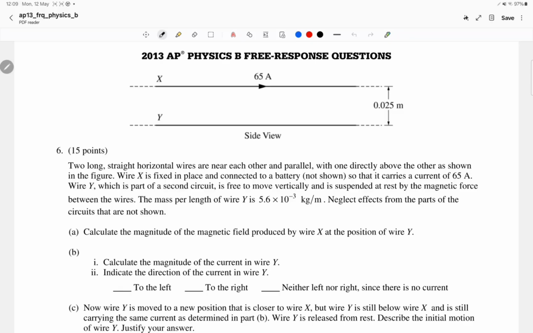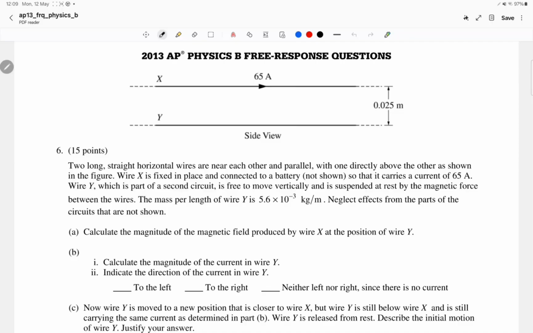Wire X has current in it, which is 65 amperes, as shown in the figure, and wire Y, which is connected to another circuit, is free to move vertically and is suspended at rest by the magnetic force between the two wires. Well, let's just analyze this part for a second, right?